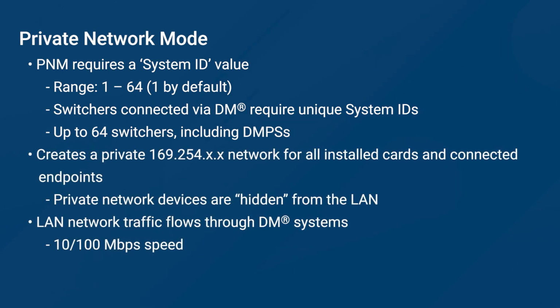When you set the private network mode ID, the DM switcher creates a private 169.254.x.x network for all installed cards and connected endpoints. Private network devices are hidden from the LAN. LAN network traffic still flows through the DM system to the courtesy LAN ports on supported DM endpoints. This LAN traffic has a speed of 10/100 Mbps and is suited for basic IP communication.